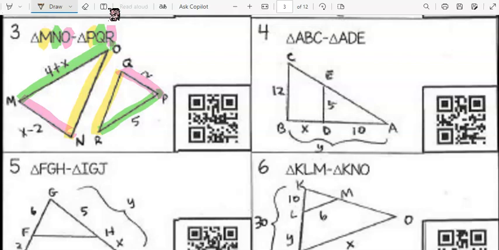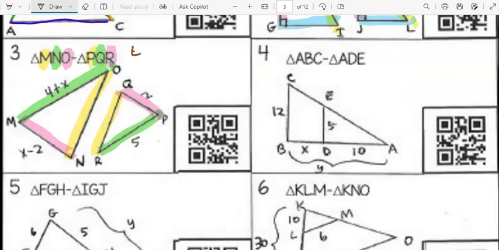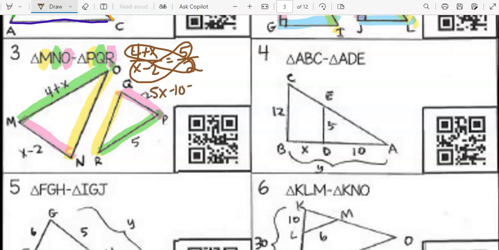Alright, let's set up our proportion. 4 plus x over x minus 2 equals 5 over 2. Cross multiply. We have 5x minus 10 equals 8 plus 2x. Subtract 2x from each side. Add 10 to each side. Divide each side by 3. x equals 6.